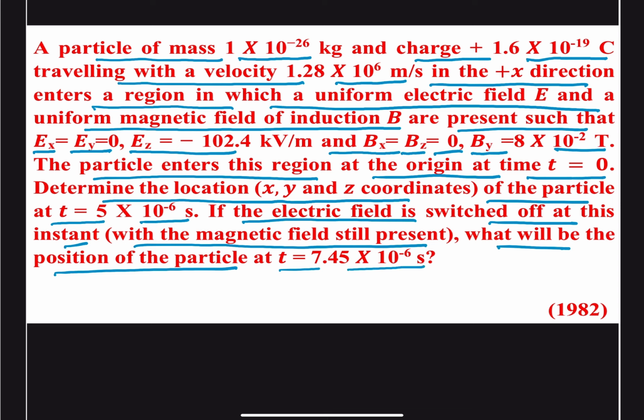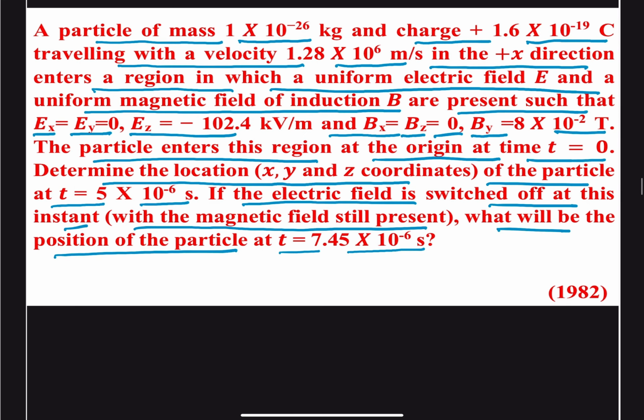So in this case, we are given that there are two fields, electric field as well as magnetic field. Electric field is only present in z direction and magnetic field is only present in y direction, and the particle enters at the origin at t equal to 0. We have to find the x, y and z coordinates of the particle at time t equal to 5 into 10 to the power minus 6. After this time the electric field is switched off and the magnetic field is still present, then we have to find the position of the particle after this time.